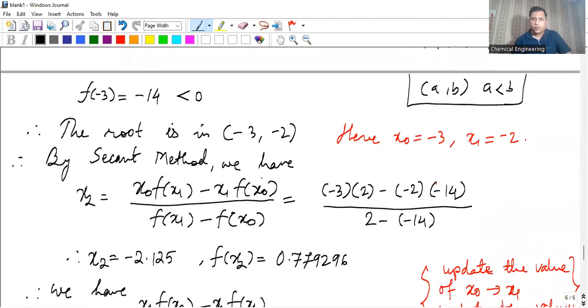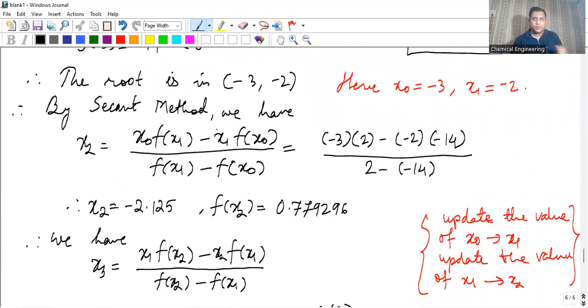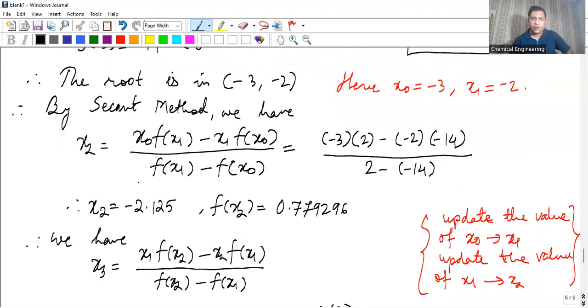So x2 will be -2.125. Yes, just wait. Okay. So here we have to update this. We have x1 already, we have decided this, no? And then we are having x2. So don't get confused here.